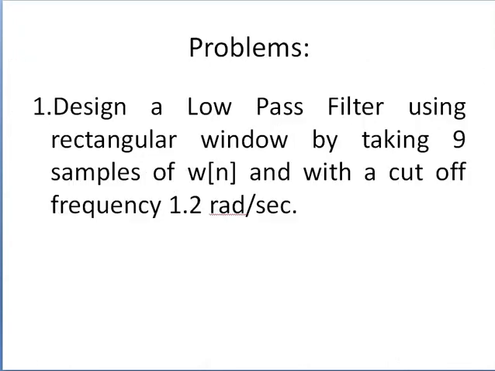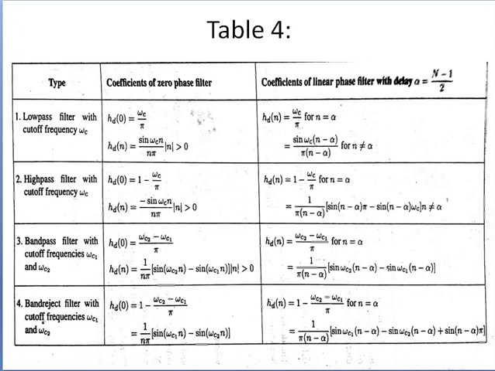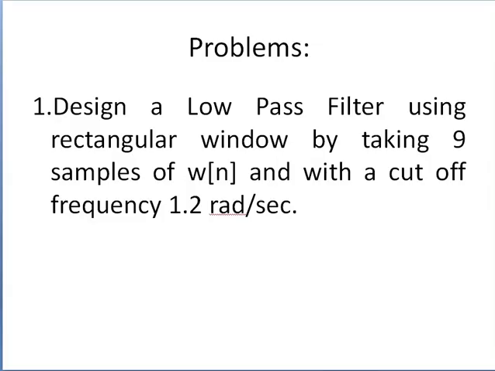filter. So now we have the 4 tables: table 1, table 2, table 3, table 4. These 4 tables are involved to complete the design of the FIR filter. Okay. Now coming to the first problem: design a low pass filter using a rectangular window by taking 9 samples of w of n and with a cutoff frequency 1.2 radians per second. So this is the problem given.